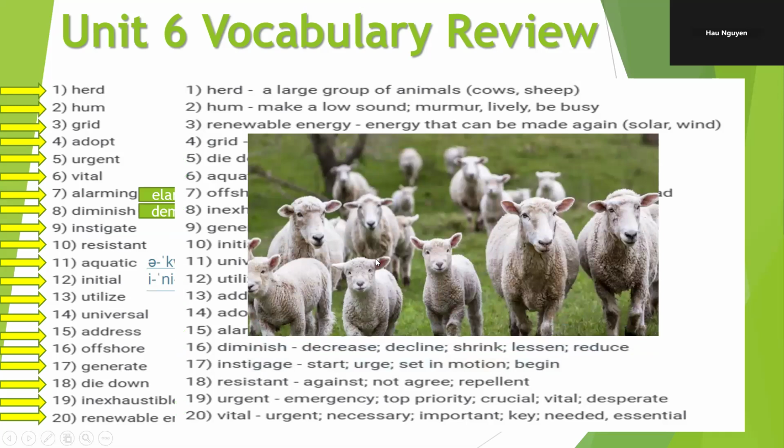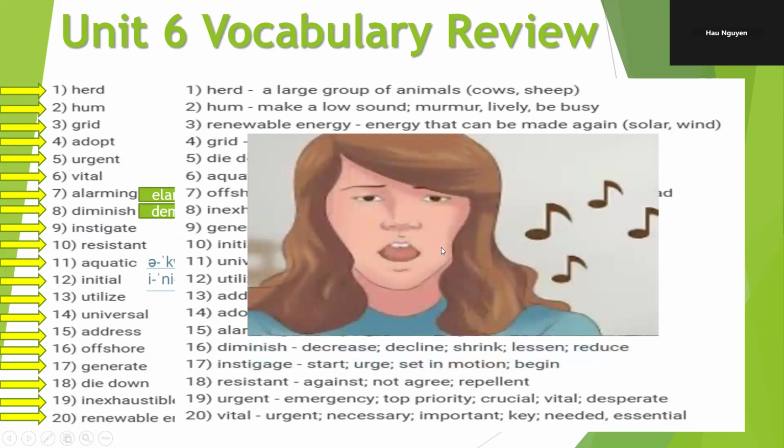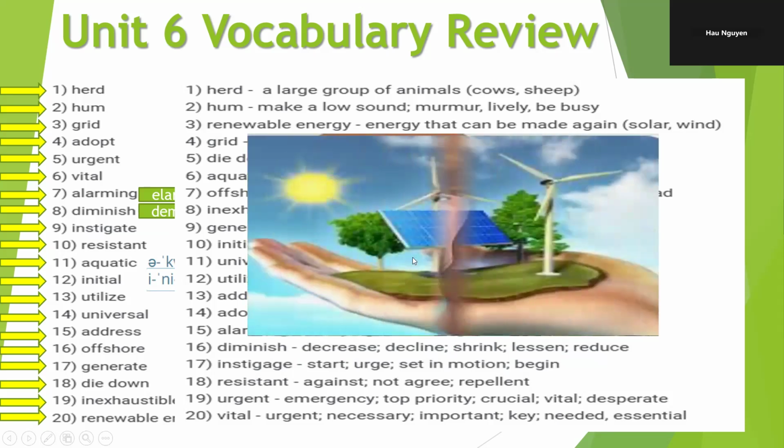Now, so you can see here, these are the animals that travel in a herd. She hums because she is singing. The sun, the wind, these are examples of renewable energy because these are unlimited. They are inexhaustible. You can use them again and again and again. Renewable energy, because these sources are inexhaustible, meaning they are unlimited.